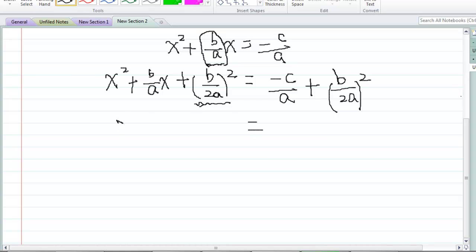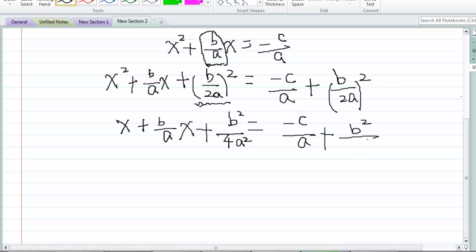Now we have x squared plus b over a x, plus b squared over 4a squared, equals minus c over a, this term doesn't change, plus b squared over 4a squared. Then complete the square on the left hand side. We have x plus b over 2a, the whole thing squared. That's good, we completed the square. We got into this form where something squared equals a whole chunk of things.